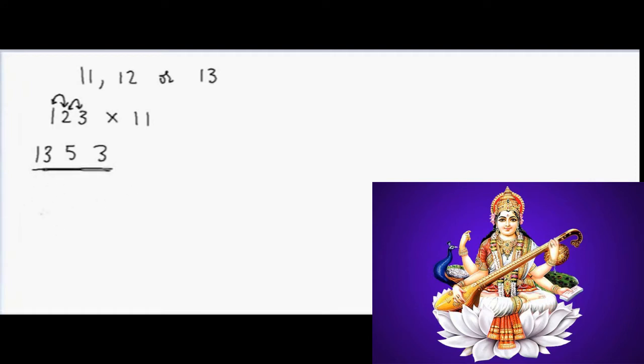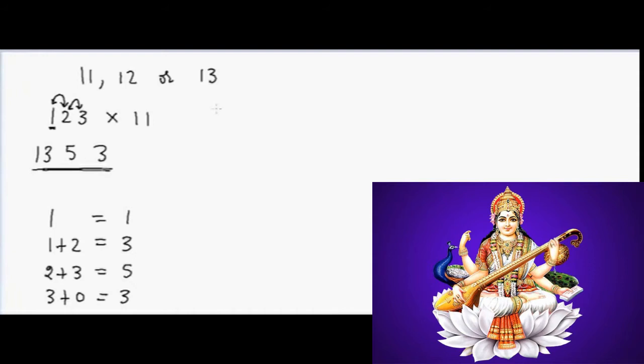Again, how did I do this? My first digit is the same as the first digit we have here. My second digit is 1 plus 2, which is first digit plus second digit. My third digit is second digit plus third digit, and the last is the last digit plus 0, because we have nothing else left. So that will be 1, 3, 5, 3. That's my answer, 1353.